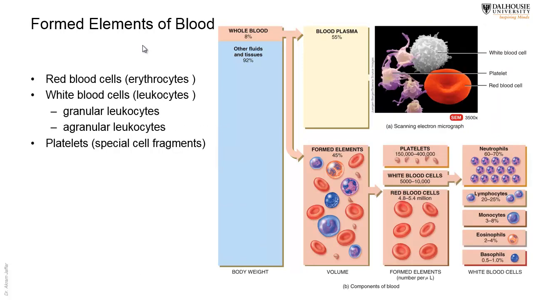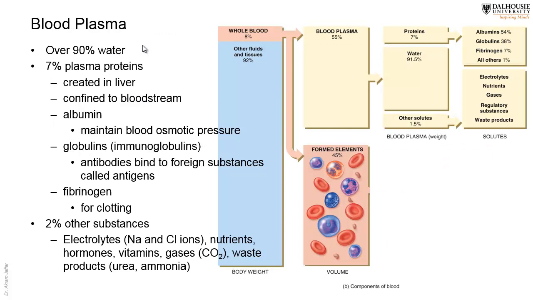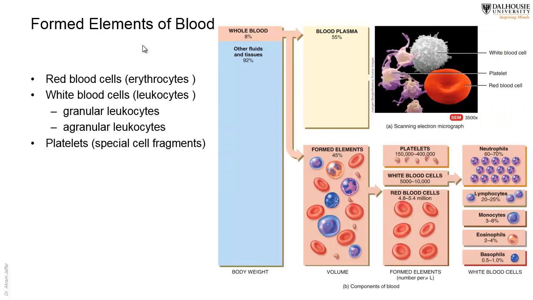The formed elements of the blood, again to remind you that the blood is plasma and formed elements. The formed elements are either red blood cells, which we call erythrocytes, or white blood cells, leukocytes. These are of two types, either granular or agranular leukocytes, and the platelets, which are cell fragments, not complete cells. They are fragments of cells.